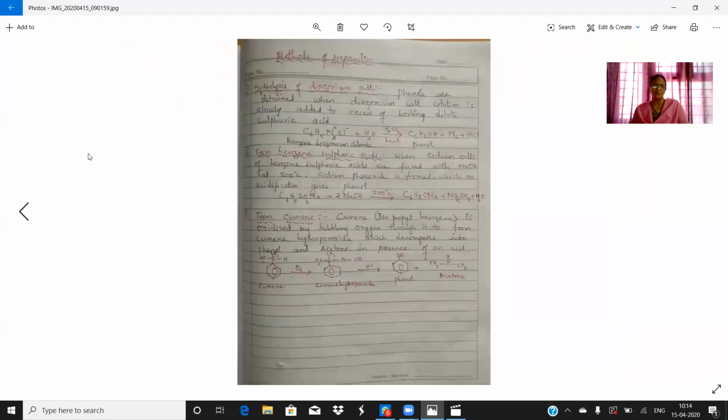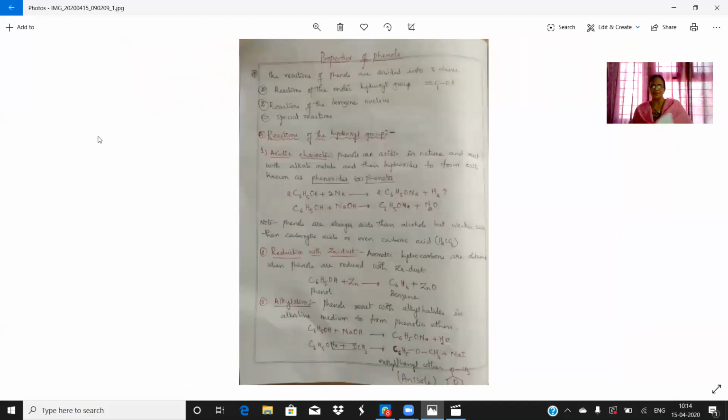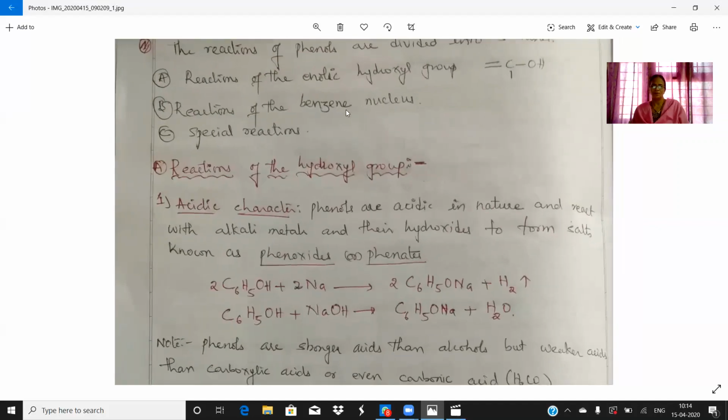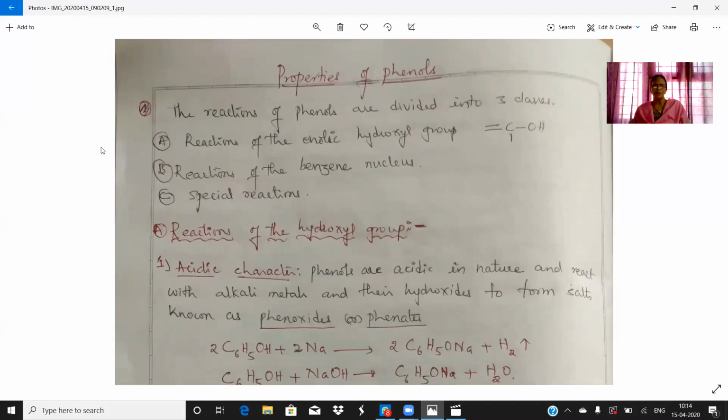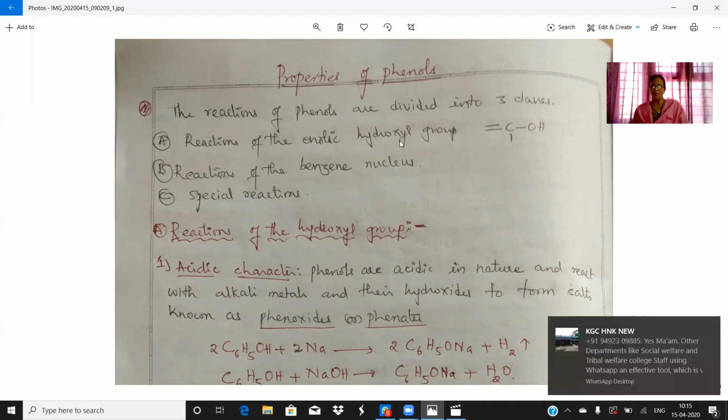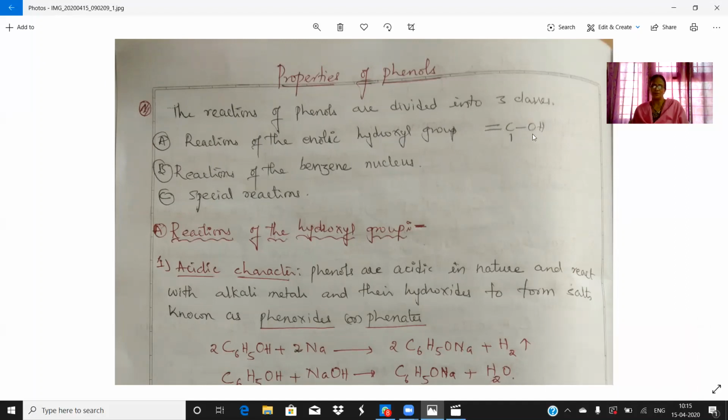Now let's see the properties of phenols. So the properties of phenols are classified into three types. That is reactions of enolic hydroxyl group. Enol means double bond and OH. So this group. Next one is reactions of benzene nucleus, and next one is the special reactions of phenol.